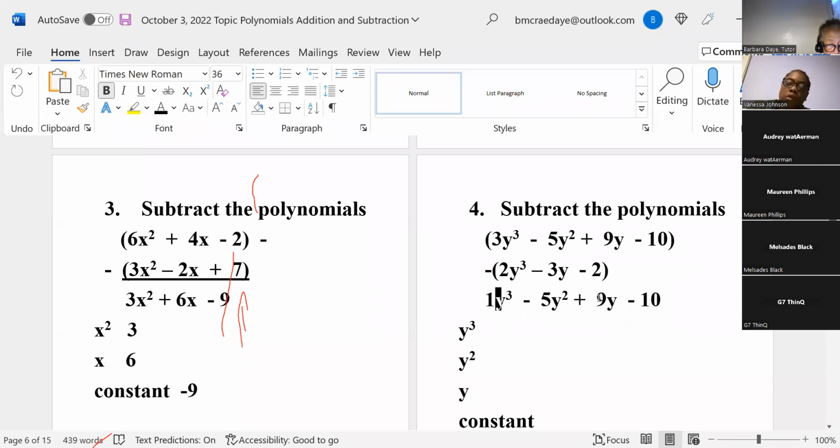For my y coefficient. Yes, I just copied over and it's not a 9. So what goes in front of the y? What goes in front of the y should be a 7. A 7? 7, 8, 9. You have a 9y, you have a minus 3y, but that minus makes that a plus. Oh. So what's the coefficient of my y? Oh, 6. No. What is it, Vanessa?